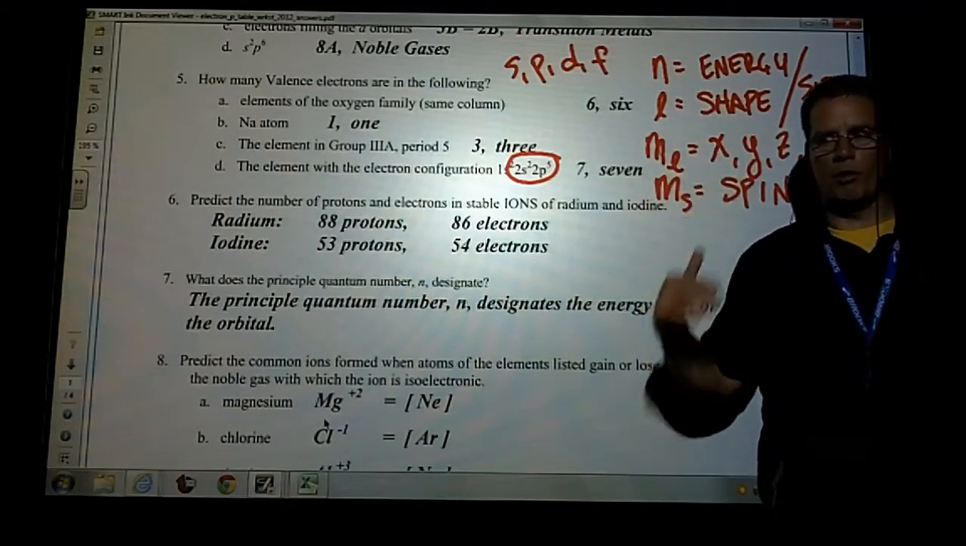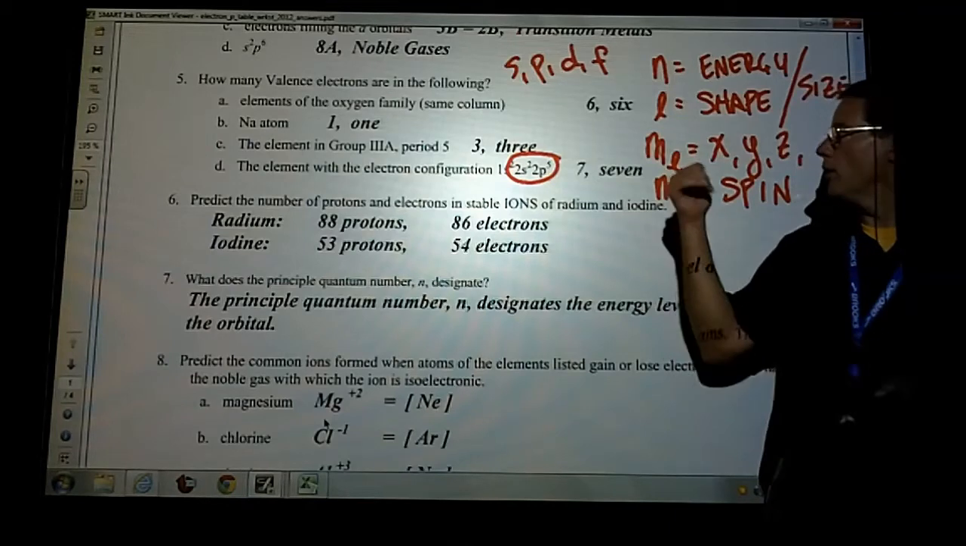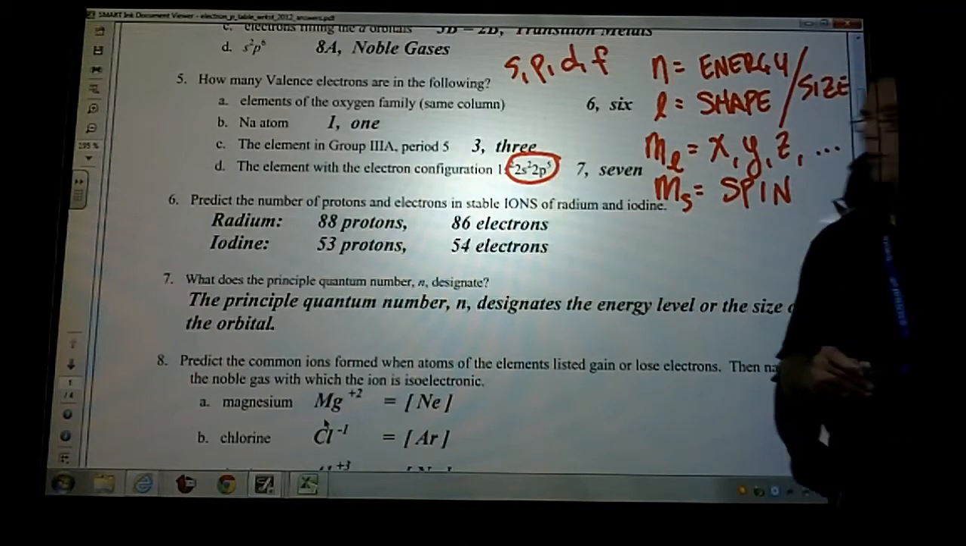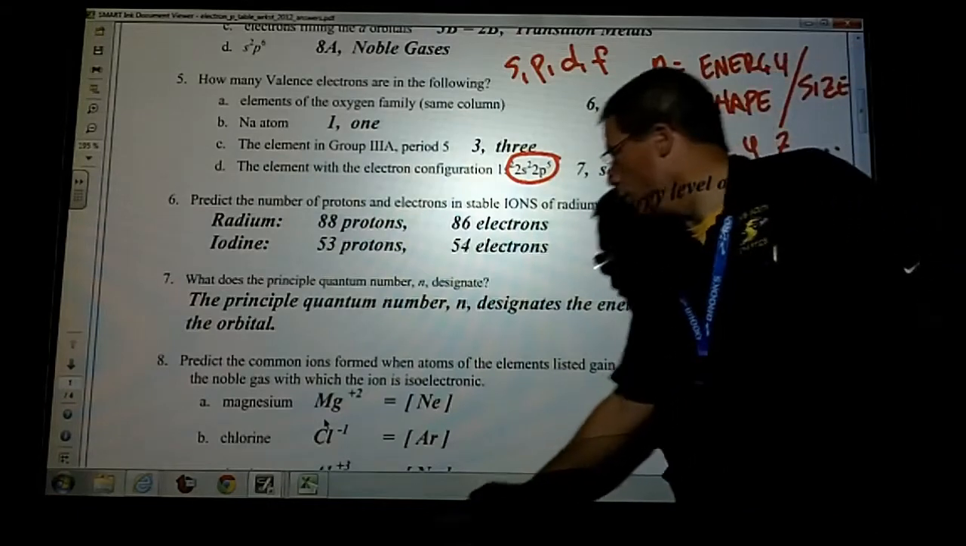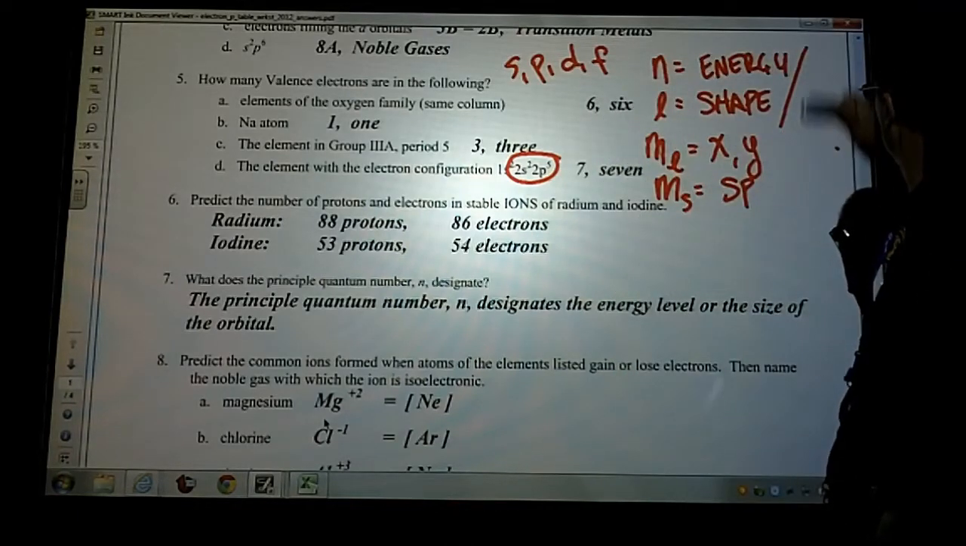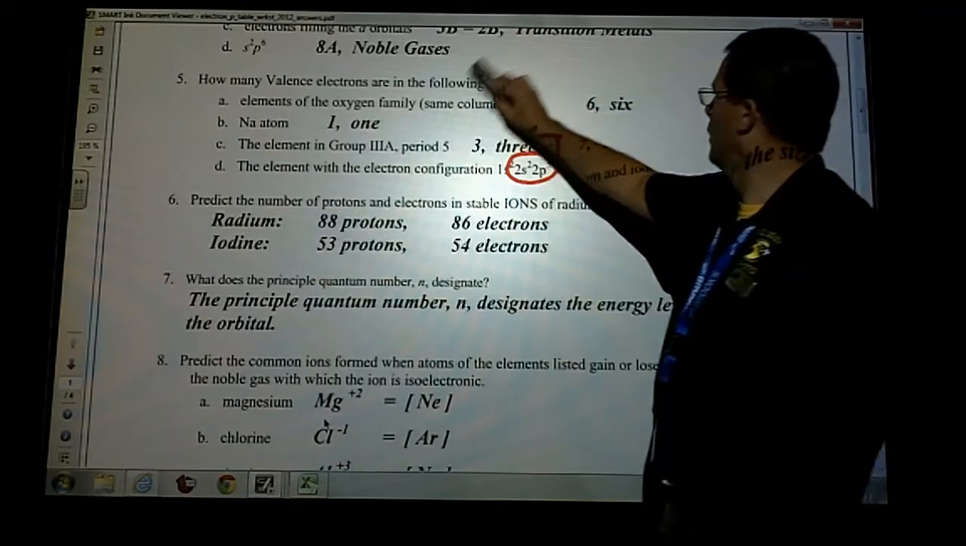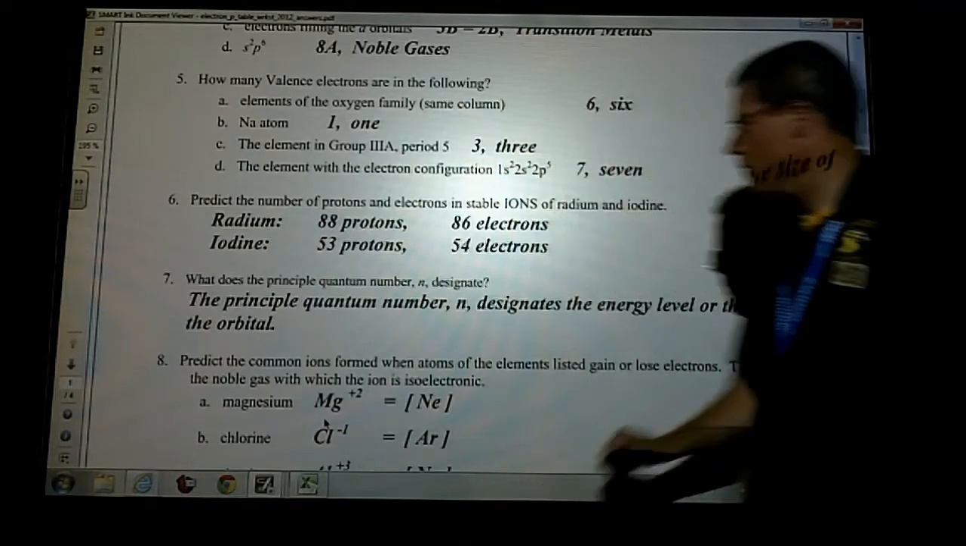There are no numbers that we are associating with these values or these variables. In AP we will, but not in here. So just make sure you know those 4 quantum numbers, or actually letters to represent the quantum numbers. Okay. All right.